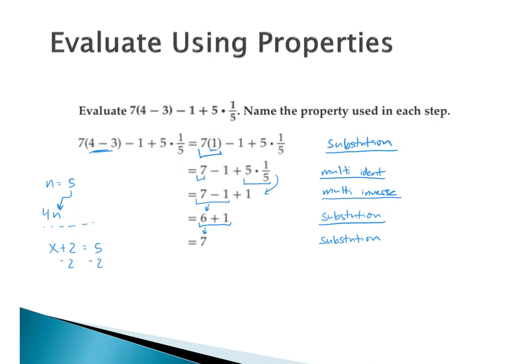Okay, if you haven't figured it out by now, substitution is going to be the main one we use on all of these problems, because it's whenever you are just simplifying on one side of the equal sign.